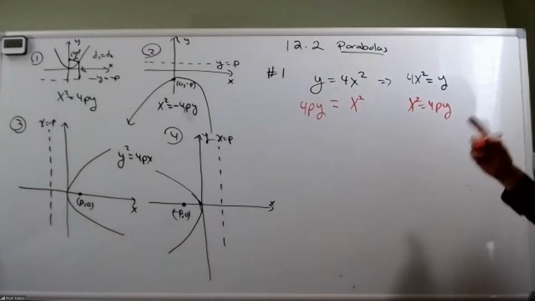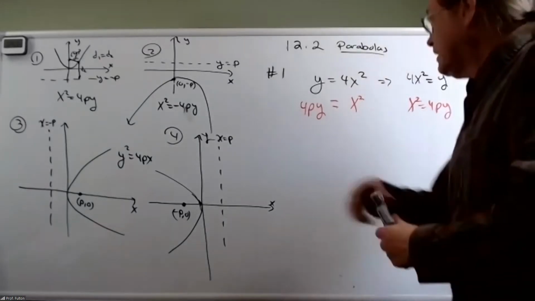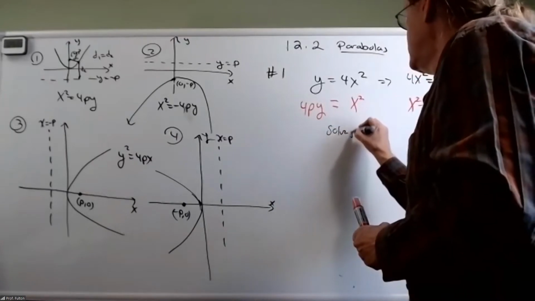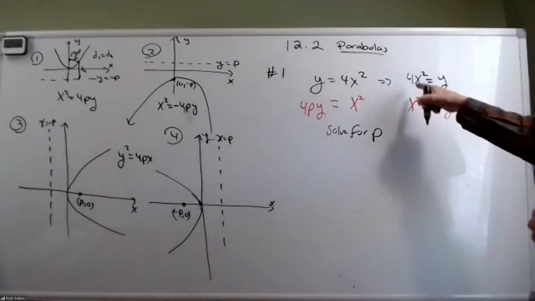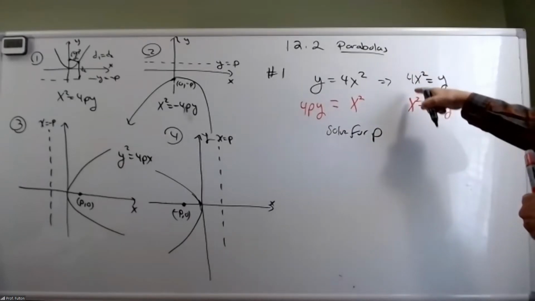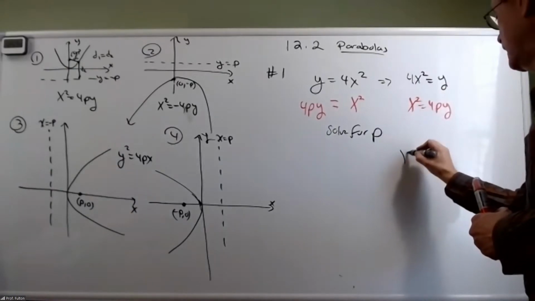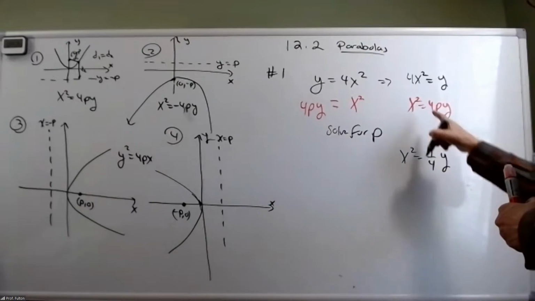The objective is very simple. I want to find p. So my objective in all these problems is to solve for that parameter p. Over here, let's solve this. Take this one, this is easy. I'm going to divide everything by 4. So what do I get? I get x squared is equal to 1/4 y. Okay.